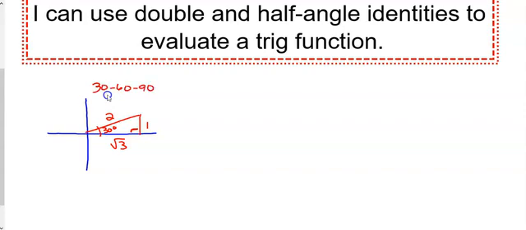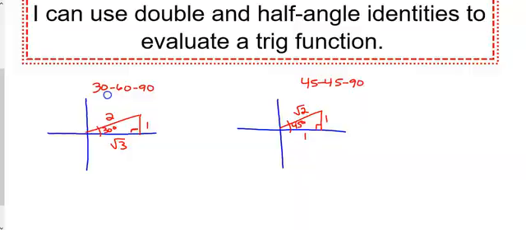And then for a 45, 45, 90, if I end up in this lesson with a 45-degree angle, I will be using 1, 1, and square root of 2 for the hypotenuse. So if you want to write that down, great. If not, if you're clear that's what I'm going with for each of those, totally fine.